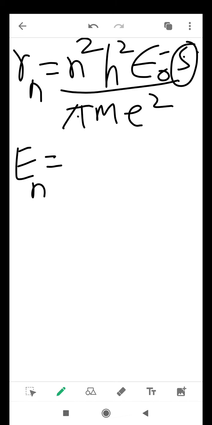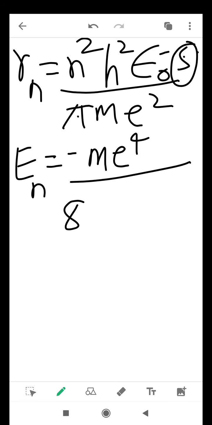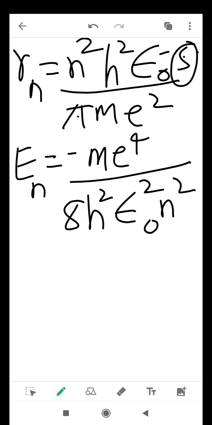you just simplify. So therefore En is equal to minus m e raised to 4 divided by 8 h square epsilon naught square into n square. Observe the final expression of total energy. Since the total energy is negative, the negative sign indicates that the electron is bound to the nucleus, so it is called a bound system. It means also we can say that it is an attractive system.